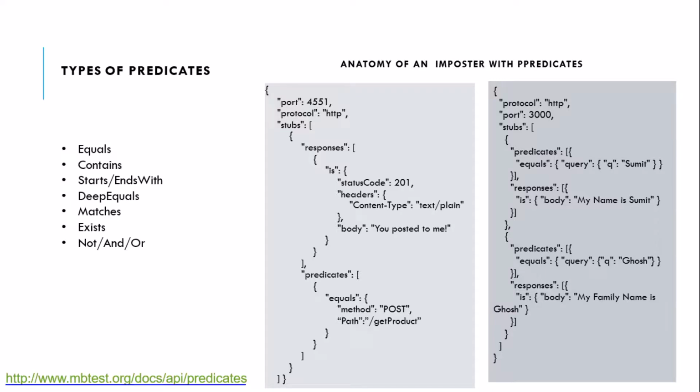Now in the second example of the anatomy, you can see where the query parameter q is equal to Sumit, then it is going to respond, my name is Sumit. In case the query parameter q is equal to Ghosh, then it is going to respond, my family name is Ghosh. So in this way we can use different sets of predicates to filter out different responses.